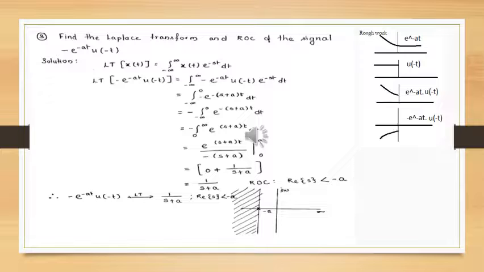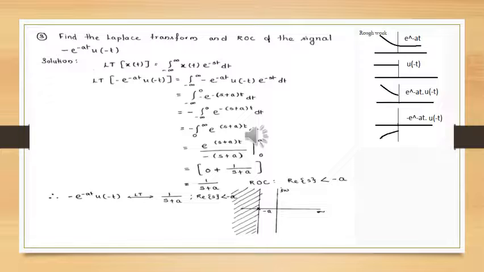Now in the rough work, if I try to draw the given signal, we have e raised to minus at, that is a decaying exponential signal. U of minus t is a signal which is varying from 0 to minus infinity. When these two signals are multiplied, we are getting the upper part of the exponential signal. And since the whole signal is multiplied with a negative sign, the signal is getting inverted.